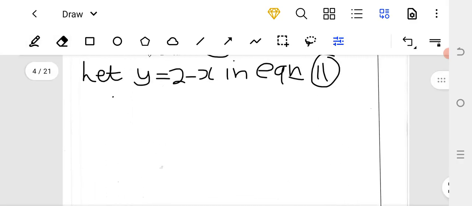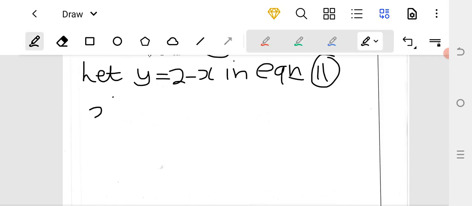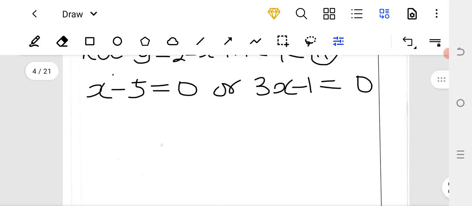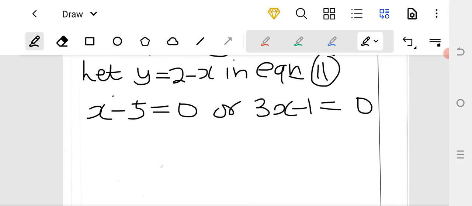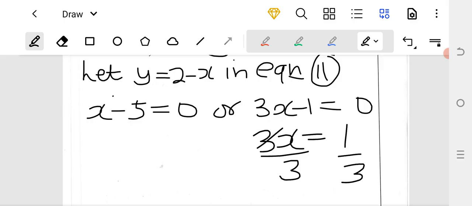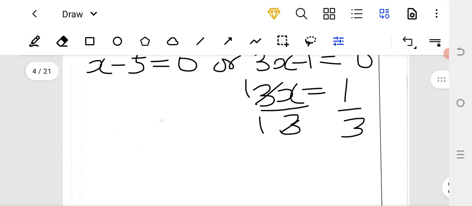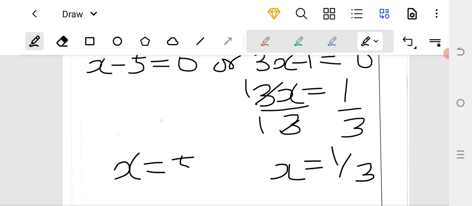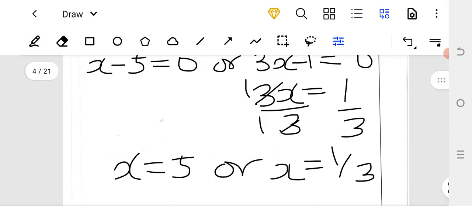Okay, but let's continue. We were saying x minus 5 is equal to 0, or 3x minus 1 is equal to 0. If you're not sure what I've written, it's right here. So to continue, let's go this side. 3x is equal to a positive 1. We divide by a 3. 3 can go into itself a 1. So your x is equal to 1 over 3. Your x is equal to 5, or your x is equal to 1 over 3.